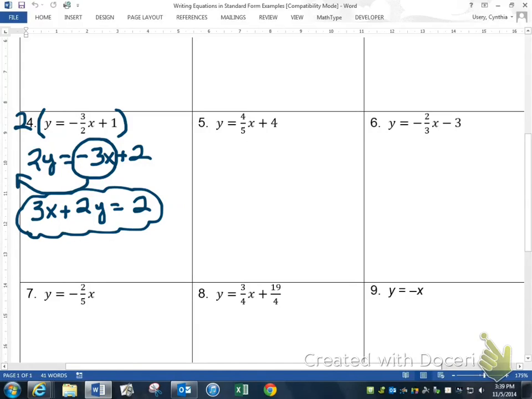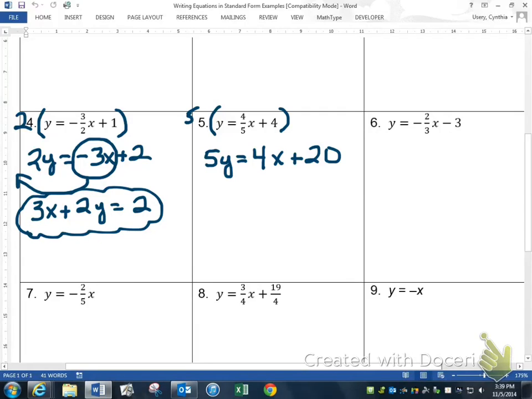Okay, we're going to try the same thing on number 5. On number 5, I have a fraction whose denominator is 5, so I'm going to multiply the entire thing by 5. I have to multiply everything by 5. So I'm going to get 5y equals, and the 5 that I multiplied by and the denominator of 5 cancel out, so it ends up as 4x plus 4 times 5 is 20.